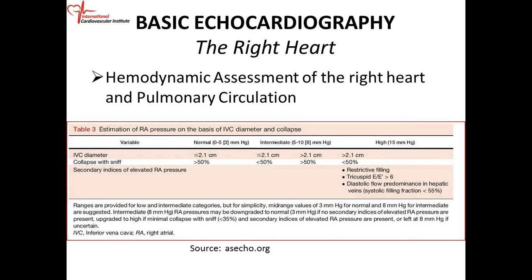So don't confuse yourself. This is a simple way of assessing the right atrial pressure, because you're going to have to assess the right atrial pressure in your patients. And of course, it's a testable thing, so it's going to be on your exam. All you need to do is look at the IVC measurement. If it's less than 2.1 centimeter, with more than 50% collapse with inspiration or with the sniff test, it's normal: 3 millimeters mercury, range 0 to 5. If it's 2.1 centimeter or more, or less than 50% inspiratory collapse, 15. Anything that falls outside that range is 8 millimeters mercury.